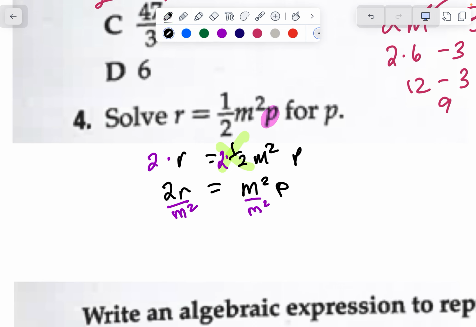And when you do that, you get that p is equal to this fraction. Now, I don't know what r is, and I don't know what m squared is, so that is just what p is in relationship to those other variables, but I don't care. You wanted to know what p was. It's 2r divided by m squared, okay? So that is what you would do for one like that. So just think, if that was a number, what would I do to get the variable I'm looking for by itself? Everybody okay with 4?